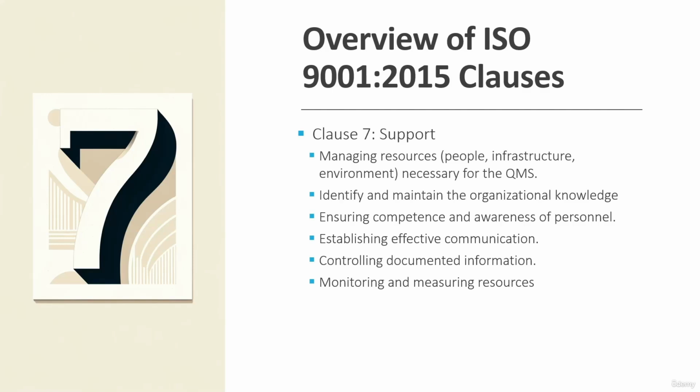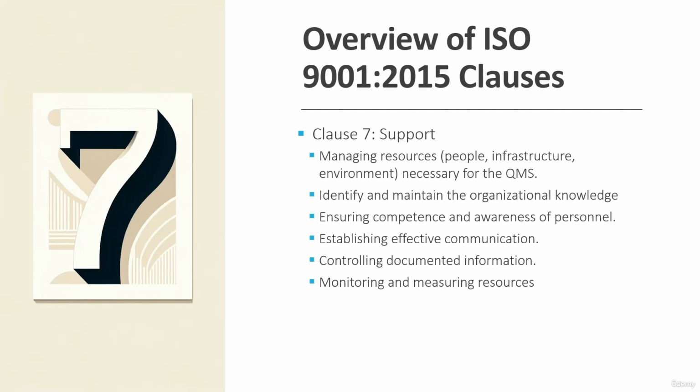That is one part of support. Another aspect of support is organizational knowledge. So for doing anything, you need some knowledge in the organization. So whether you have the right information, the right knowledge to do the job, what this company is doing. And you need to ensure that the people are competent and they are aware of what they need to do. So you might need to provide some training. You might need to provide some coaching for people to do their job properly. And then there is a need to have effective communication. So that communication protocol will be established as a part of this clause.